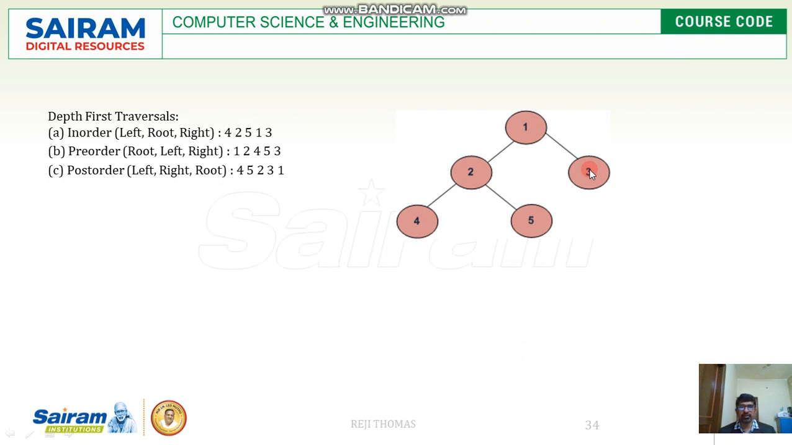Post-order is you visit the left, then right, then root. So when I follow this, I'll be getting 4, then 5, then 2. Before I visit the root, I have to visit 3, then 1. So the order is going to be 4, 5, 2, 3, 1.